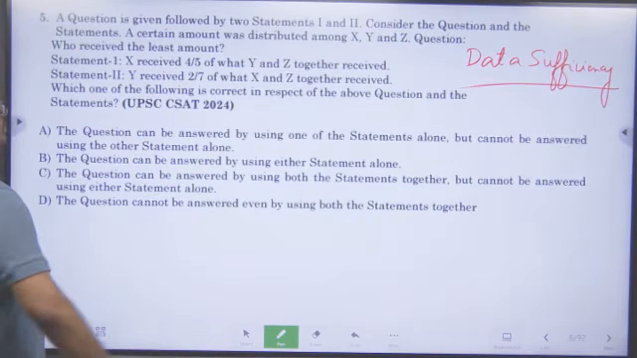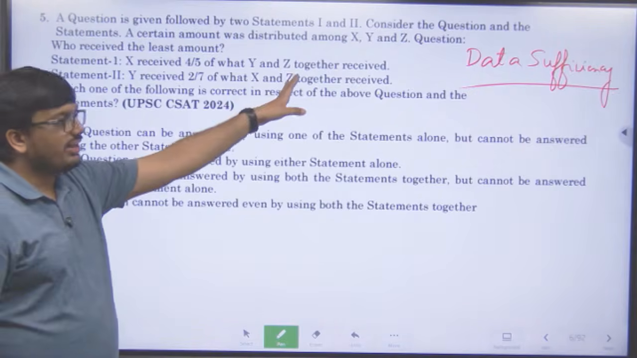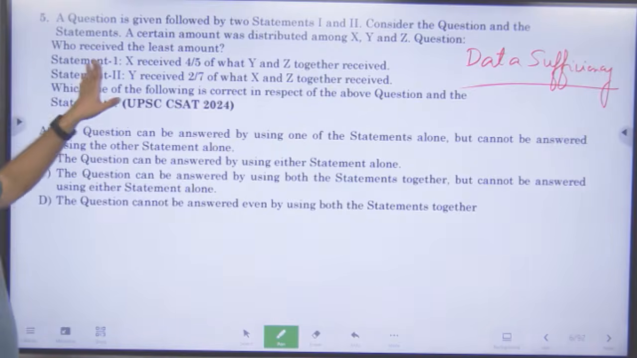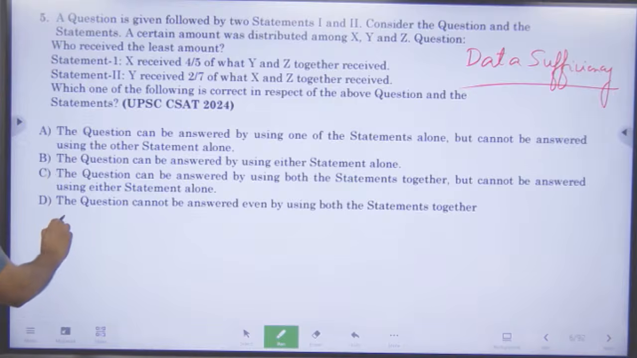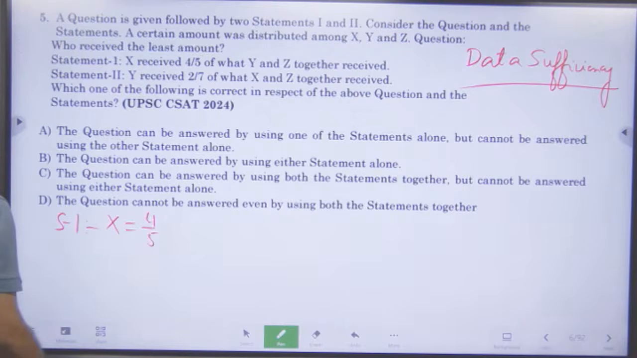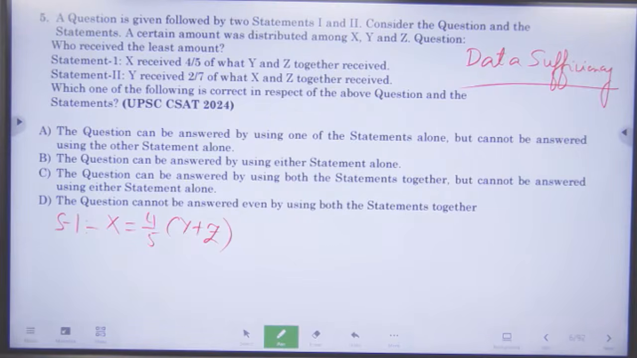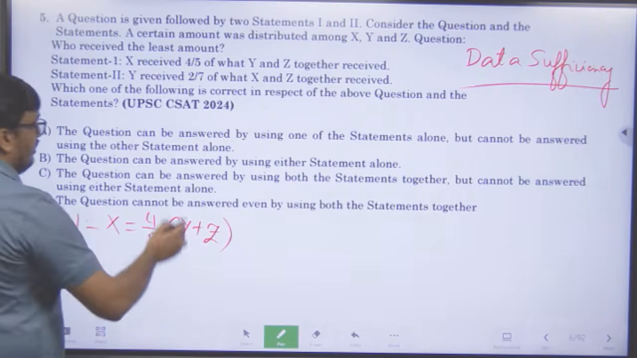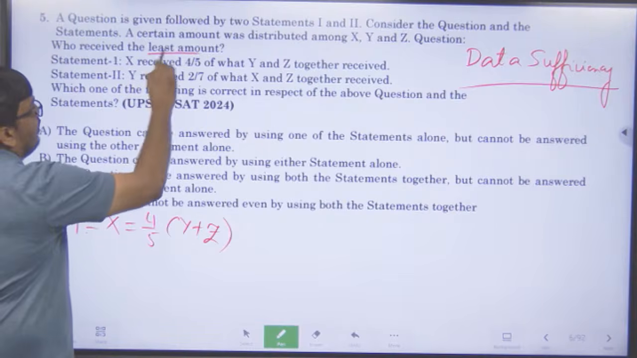These are called data sufficiency questions. A question is given followed by 2 statements, 1 and 2. Consider the question and the statements. A certain amount was divided among x, y, z. Question: who received the least amount? This is the question. Statement 1: x received 4 by 5 of what y and z together received. Listen here. By seeing this, I can't say who will get the least amount.